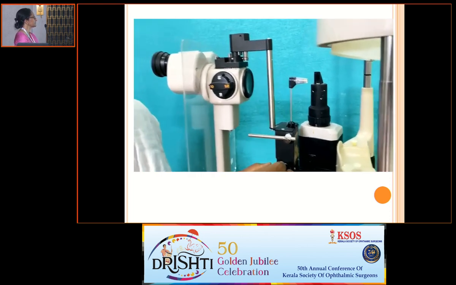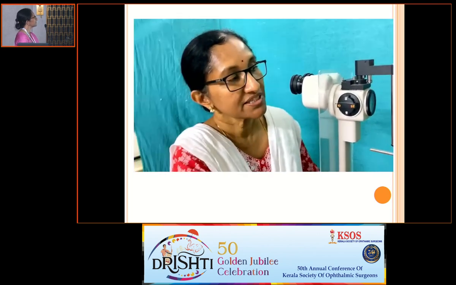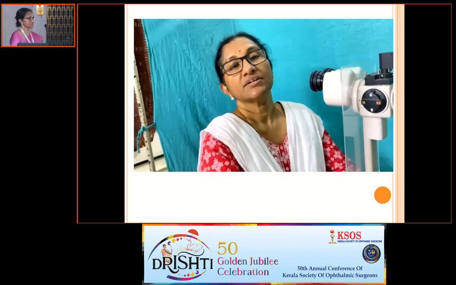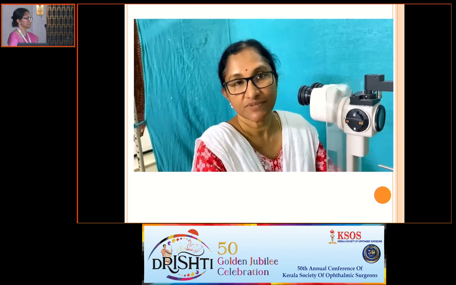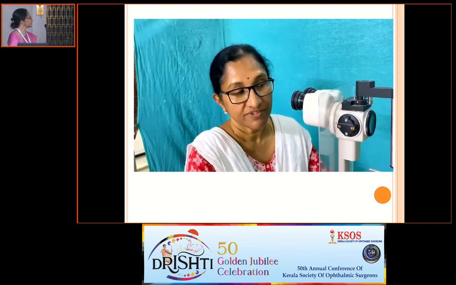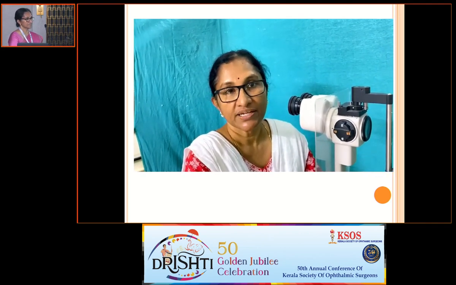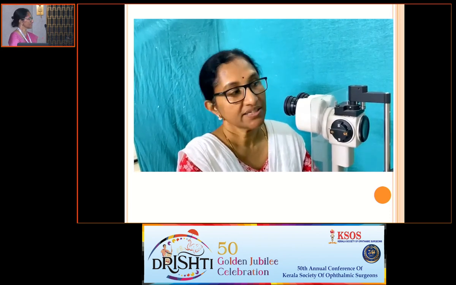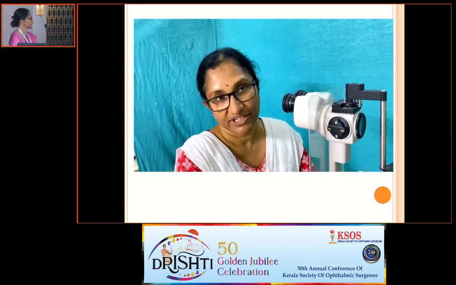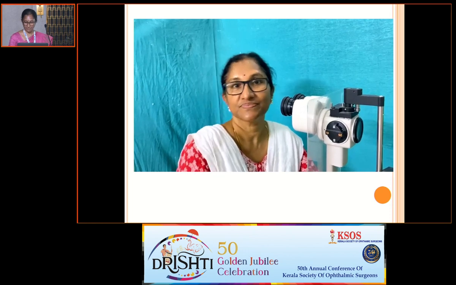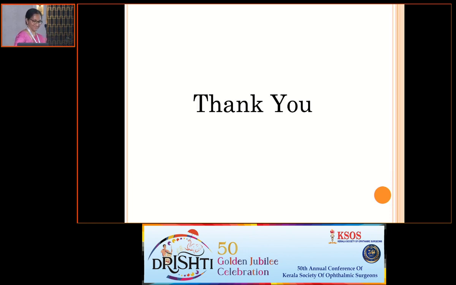So ideally at all these 3 positions, this movement should occur within the range of 0.5 millimeters of mercury. So if we do not see this movement, then we have to send back the tonometer for recalibration. Thank you.